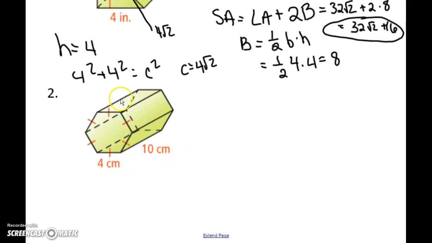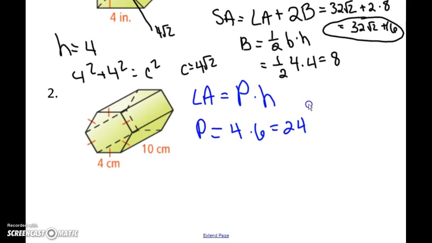It's hexagonal because we have a hexagon, and I need to find the area of the hexagon and the area of the lateral edge. So let's start off doing your lateral area. Remember, which is perimeter times height. Well, here, my perimeter of my base, we have side lengths of 4, and there are 6 of them. So my perimeter would be 24. So plugging in perimeter times height, 24, my height is 10. I end up with a lateral area of 240. That'd be centimeters squared.